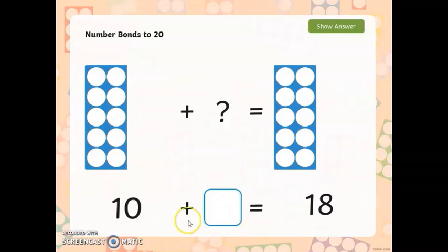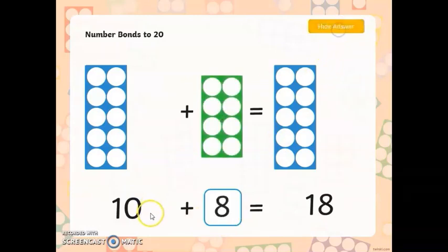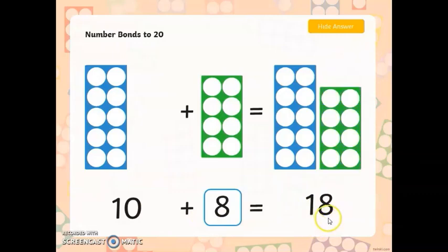The next number is 18. Again, students, can you guess with 10 which number will make the bond of 18? Yes, if you all say 8, with 10, 8 will make the bond of 18.